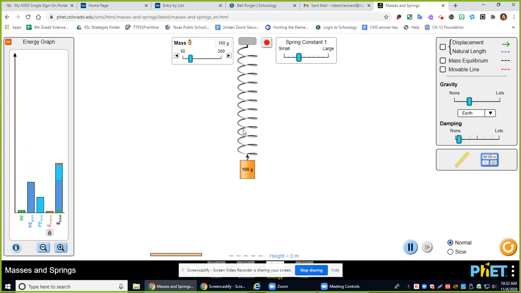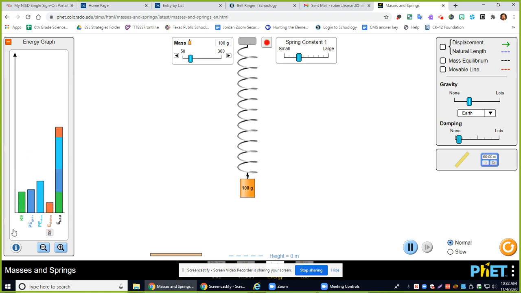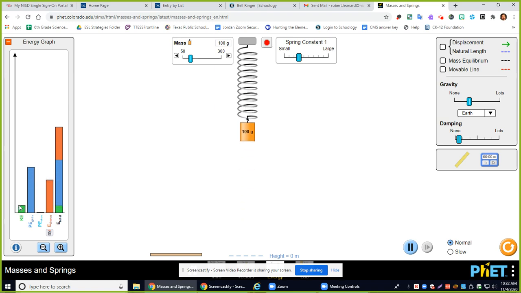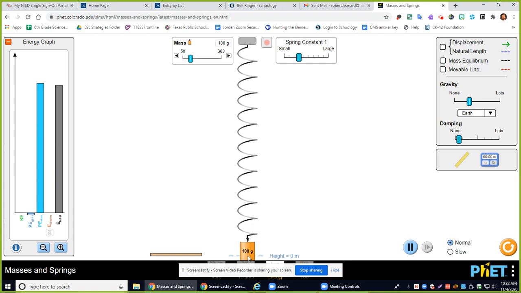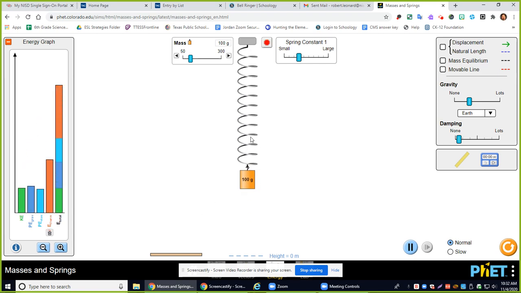When it's out here at the very bottom, I have to actually drag it to show that. But yeah, you can see the green. Let me let go. The green bar there is kinetic energy, and you'll notice, where does that have the most kinetic energy? In the very middle. So if I let go, see, in the very middle.